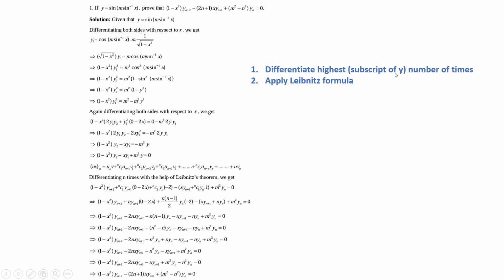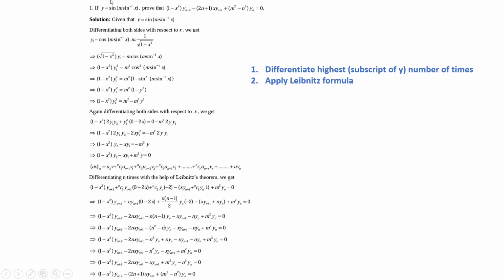Now what does this mean? Basically, if we look at the y terms in the given thing which we have to prove, we can see that the subscripts of y are n plus 1 and n plus 2. Here the highest subscript is n plus 2, so we have to differentiate the given function twice. If the highest subscript was n plus 5, then we would have to differentiate the given function 5 times.